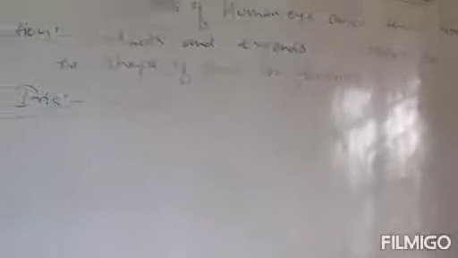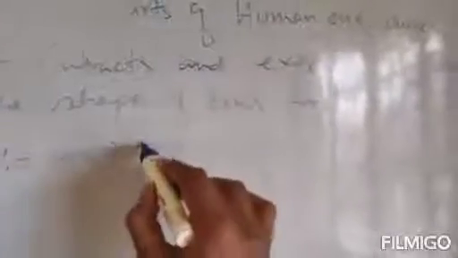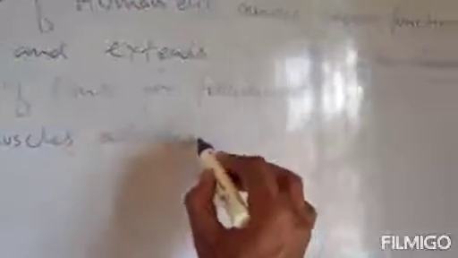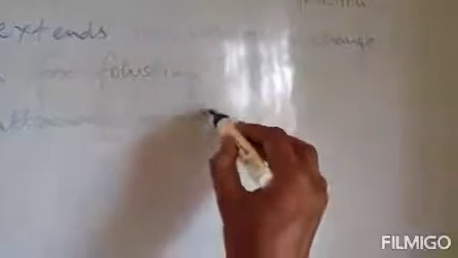Next one, the seventh part, that is the iris. What is the iris? The iris is also made of muscles, but these are attached to the ciliary muscles. So these are the muscles, and they are attached to the ciliary muscles.